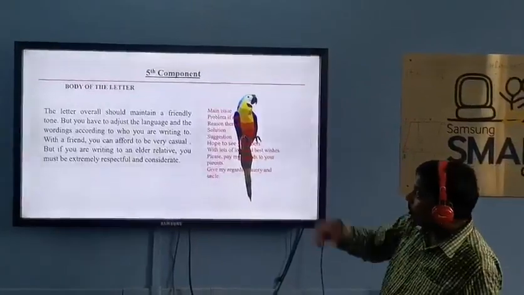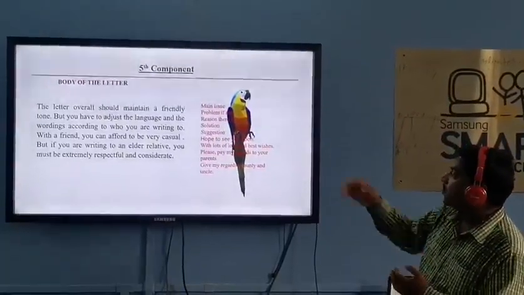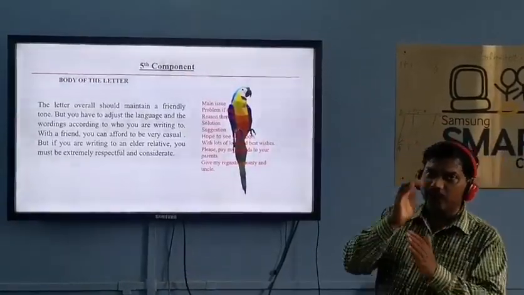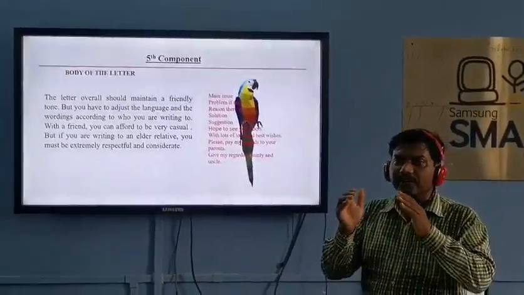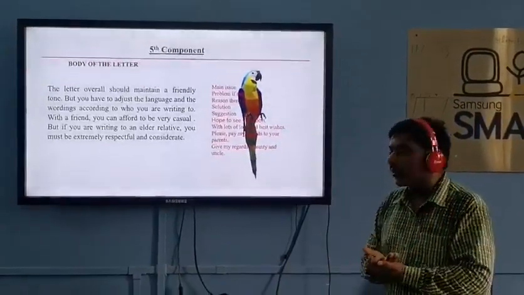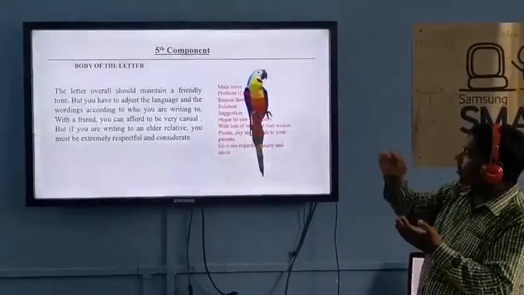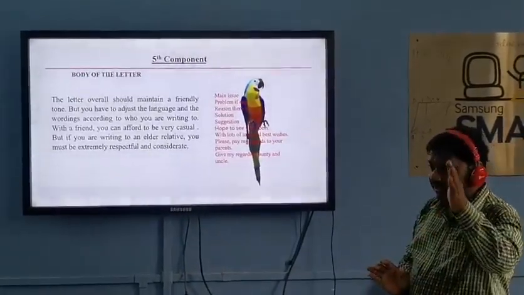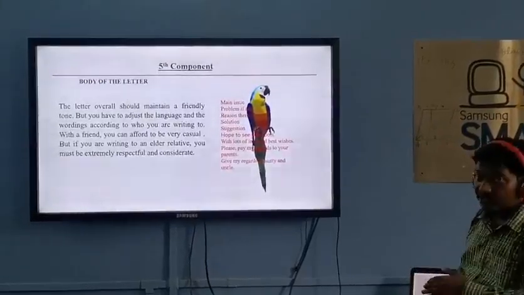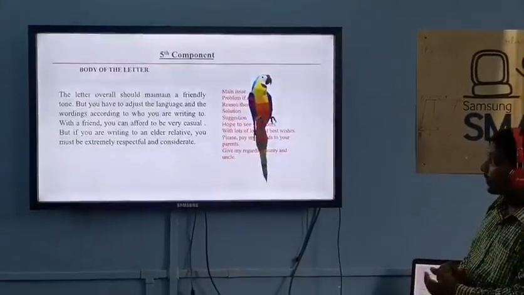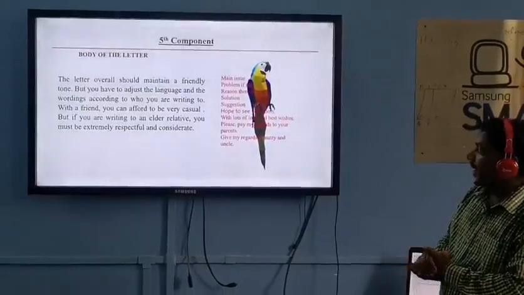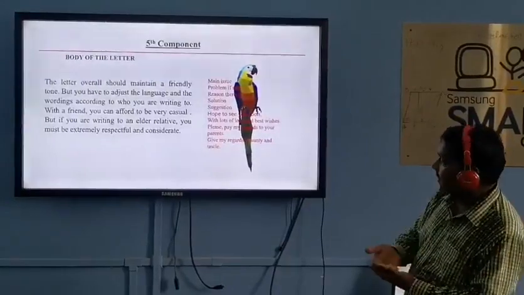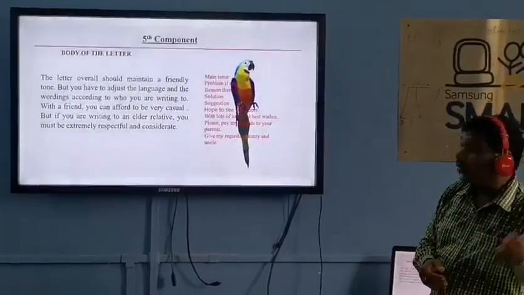So, in the body of the letter, you have to write the main issue. What is the main subject matter that you want to convey to your friends or relatives or your parents? Or you have also to write the problems, if any, and reasons thereof. You have also to find out the solutions, as well as suggest for that problem. And the line which should sum up the body of the letter should be hope to see you soon.